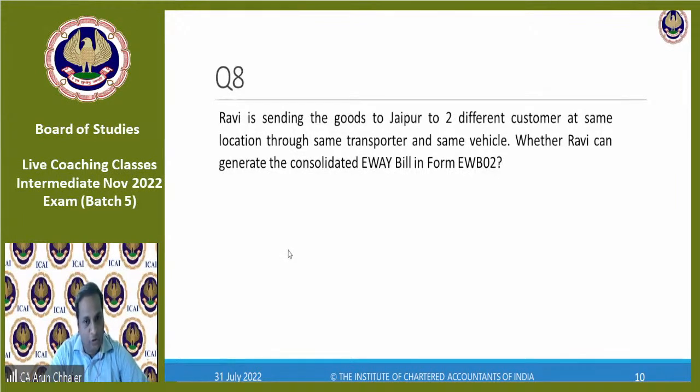Ravi is sending the goods to Jaipur to two different customers at the same location. Everything is the same. Can he generate the consolidated e-way bill? Expecting the answer from everyone, and that should be the correct answer.